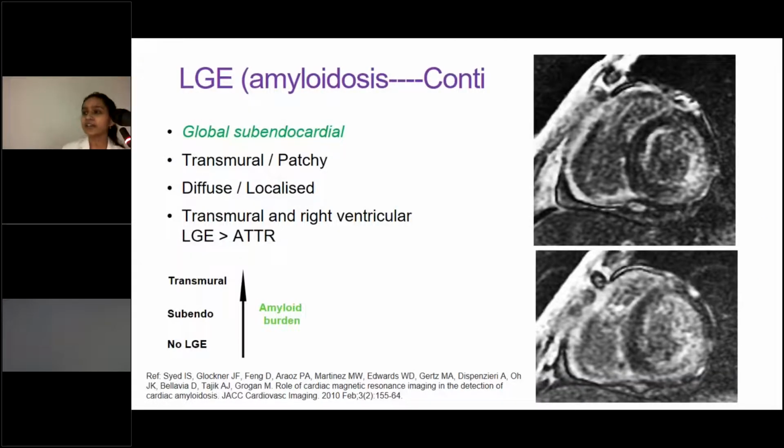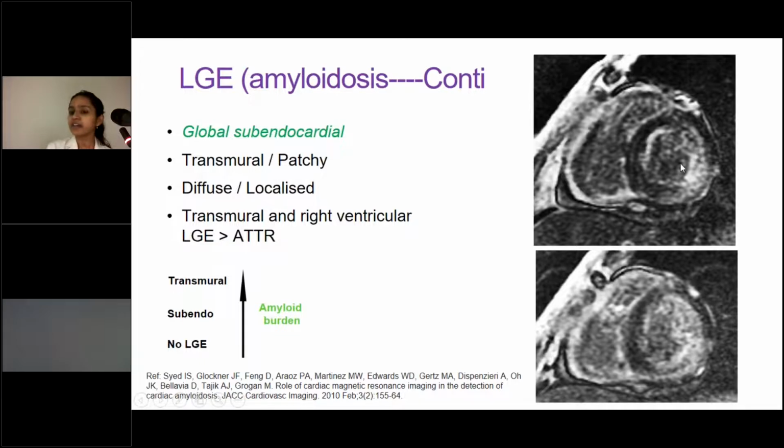So another very important role of cardiac MR is tissue characterization using late gadolinium enhancement. So late gadolinium enhancement can be seen in cardiac amyloidosis patients. However, the extent of this enhancement depends upon the amyloid burden and can range from no late gadolinium enhancement to subendocardial enhancement up to transmural enhancement, that is involving the entire extent of the ventricular myocardium. But the most common pattern of enhancement is actually global subendocardial pattern. We can see in this image, this black area is the ventricular myocardium with the nulled signal, and these bright areas along the endocardial surface actually represent subendocardial enhancement.